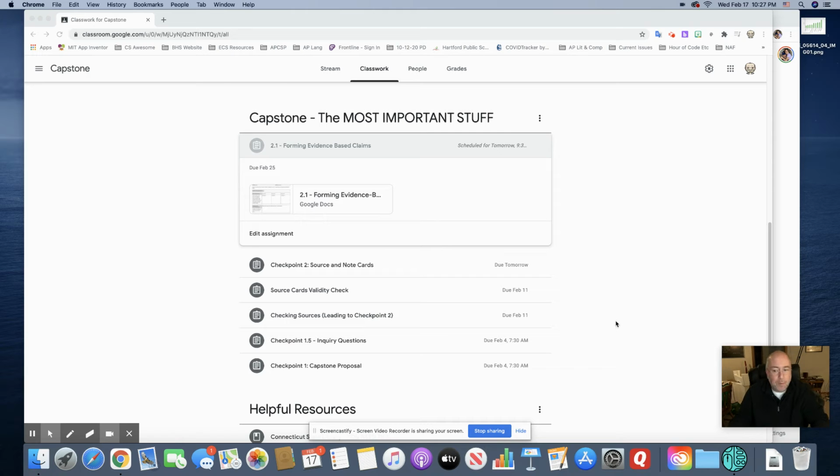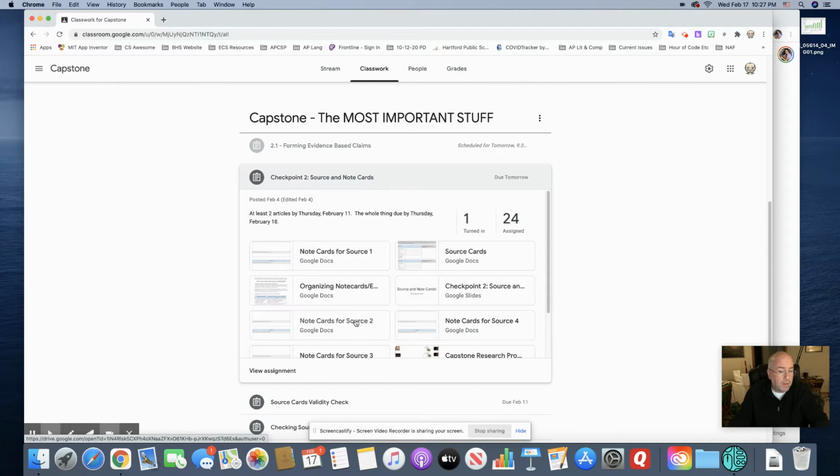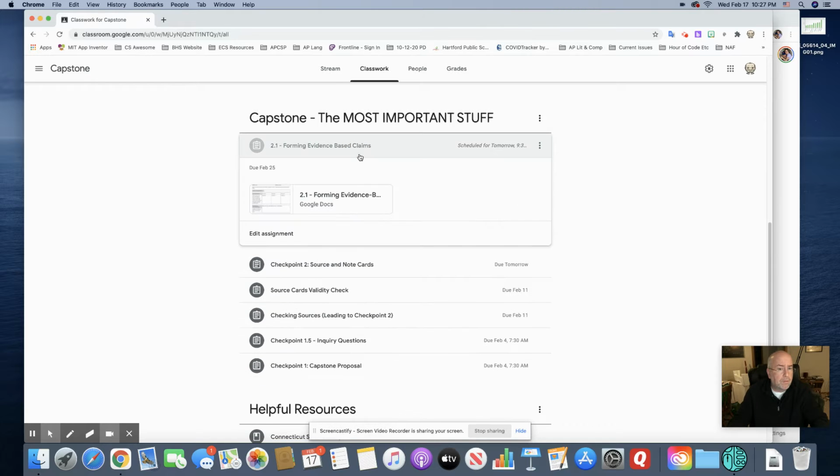So, next on our most important stuff is the whole thing about forming evidence based claims. Your source and note cards are done, or ostensibly they are done, and you've got the 5 sets of note cards. We've done a little bit of organizing and starting to answer that question: how do we know if a source is good? Now it's time to move on to forming evidence based claims. How are we going to put all this together?